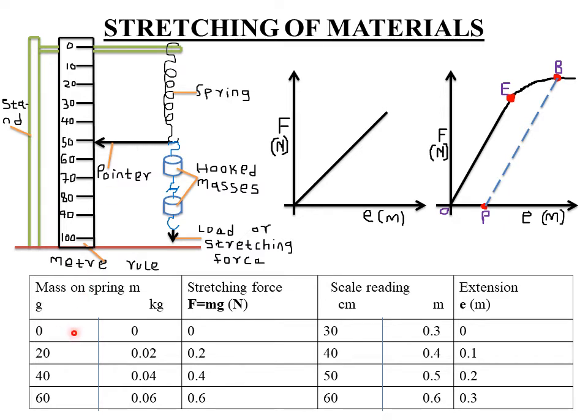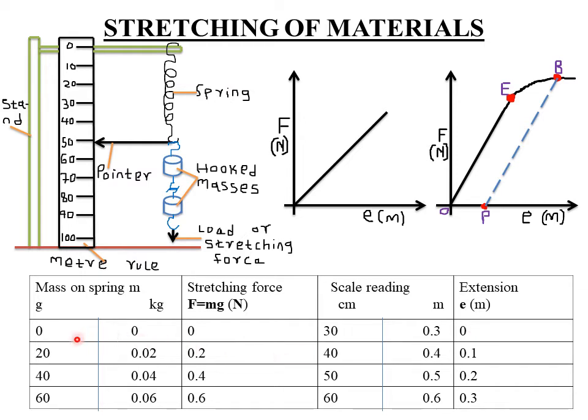When 0 mass is attached, it means the stretching force is 0, because remember, it is the masses which cause the spring to stretch. So when the spring has no mass and you assume the weight of the spring is negligible, the stretching force will be 0, because you take a mass of 0 times gravity of 10, you will always obtain 0. Then your initial reading is 30 centimeter or 0.3 meter, and therefore the extension is 0, or the spring has not extended because there is no mass attached.